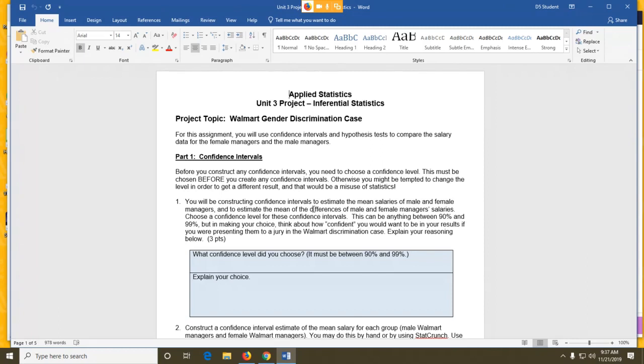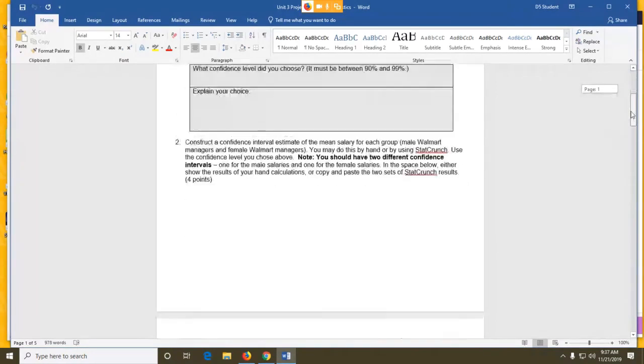So think about if you were a juror sitting on the jury for this case, how confident would you want the person presenting this information to be? What confidence level would you want them to have in what they're telling you? You can't have a confidence level of 100%, so that won't work. But you can choose anything between 90 and 99%. Then just put down what level you're going to use and explain why you chose that. Just tell me what your reasoning was for choosing that level.